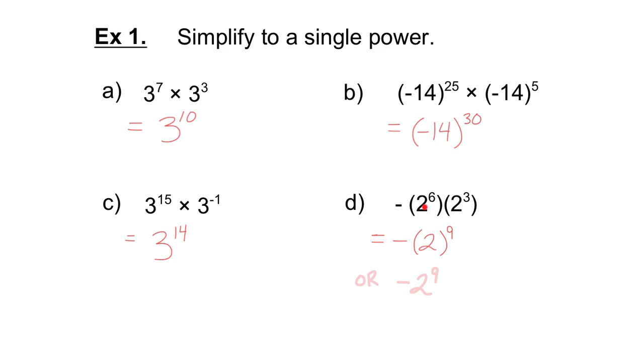Here, what's the base? It's not negative 2. The base of these powers is 2. That negative sign is just in front of the power. Add the exponents. So you can write it like this, or just like that. We don't really need brackets around the 2. Just as long as you don't have negative 2 in brackets.